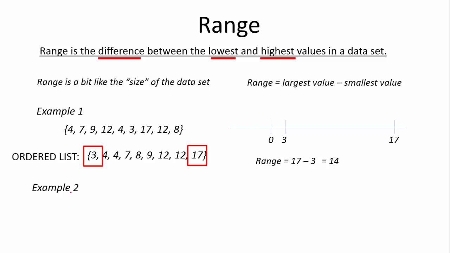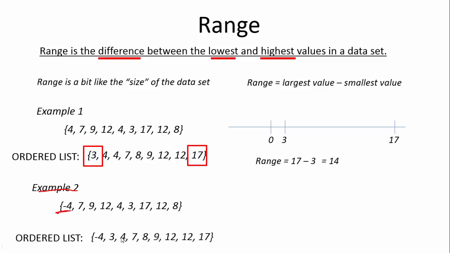I've just cleared it to make it a little bit less messy. We have the same data set, but now we have a -4 in the set, right? So we've got to make an ordered list, -4 all the way up to 17, right? So -4 is our smallest and 17 is our biggest. Don't get confused here. Let's draw this number line just to have a look. We have 0, we have -4, and we have 17.